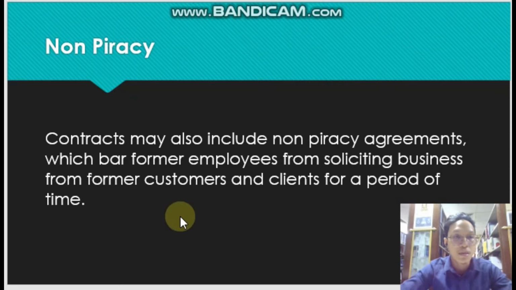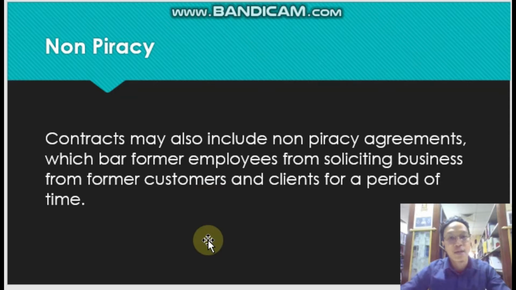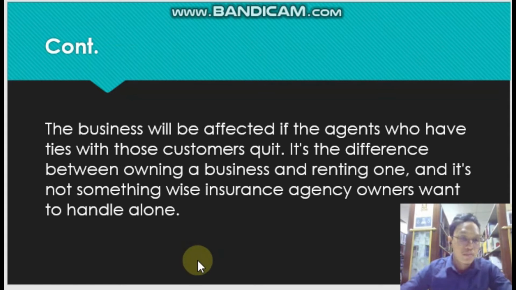Next is the non-piracy. A contract may also include a non-piracy agreement, which bars former employees from soliciting business from former customers and clients for a period of time. So the business will be affected if the agents who have ties with those customers quit.